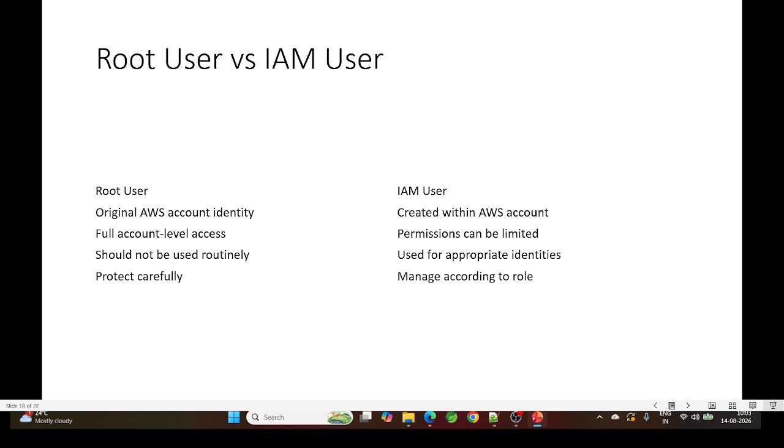Now, let us see the difference between a root user and an IAM user. When you create an AWS account, you have a root user. The root user has very broad privileges and should be protected carefully. For everyday tasks, AWS recommends using appropriate IAM identities rather than using the root user routinely.